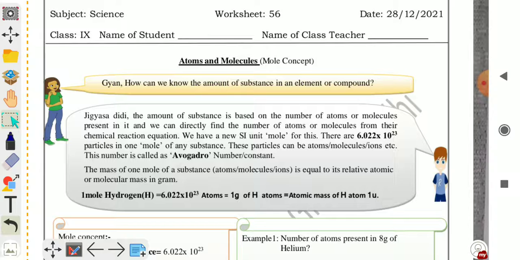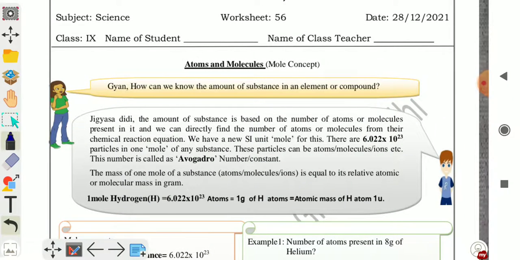Gyan, how can we know the amount of substance in an element or compound? How can we know the amount of substance in an element or compound?